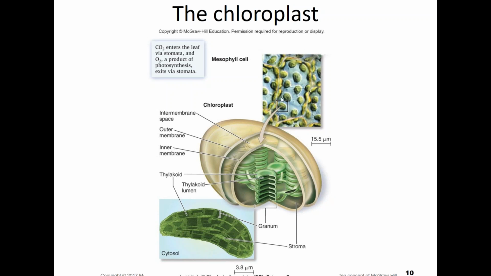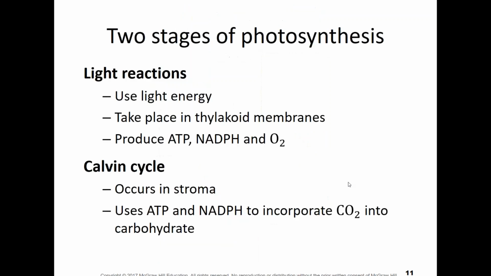And these are all within these mesophyll cells. Some of them will have lots of chloroplasts, and the chloroplasts can actually reproduce on their own through binary fission. They have their own circular piece of DNA, and they're pretty cool. Okay, what's going on in that chloroplast?